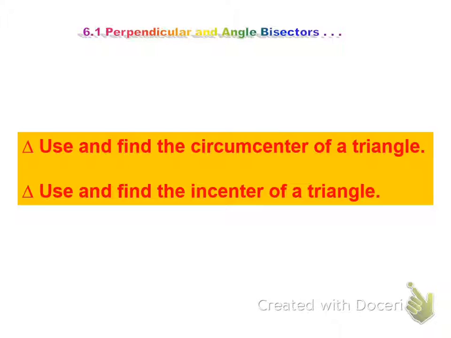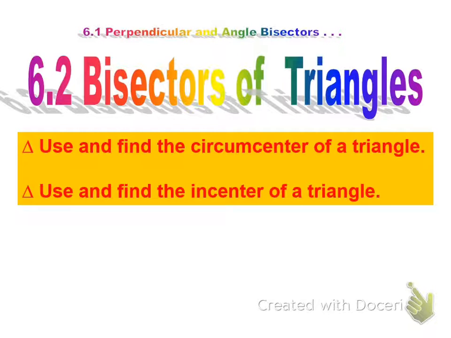So yesterday we talked about 6.1. We talked about perpendicular and angle bisectors. That's because today we're talking about bisectors in a triangle. That's our goal. All the things we learned yesterday are going to be applied to a triangle, times 3, because there's 3 sides in a triangle and 3 angles in a triangle. The whole point of this section and the next section is to find the center of a triangle.